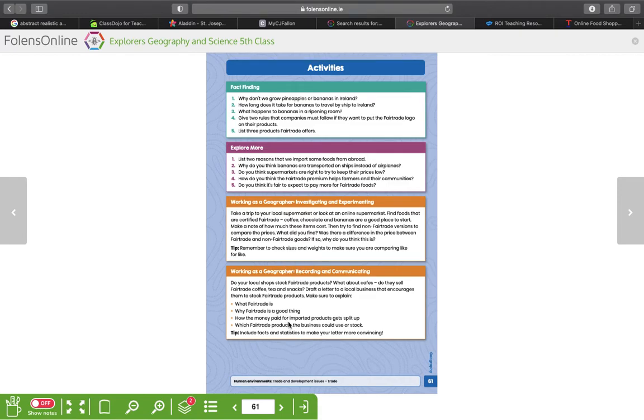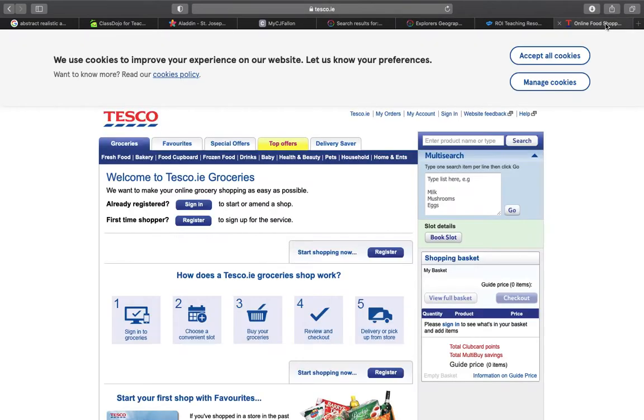So there are your 2 activities today. Using an online supermarket to look at the differences between fair trade costing products compared to non-fair trade items, and why there is a difference. And then you're going to write a letter, and I'm going to show you how to do a little draft of that as well. So for this part, you're going to go on to something like Tesco.